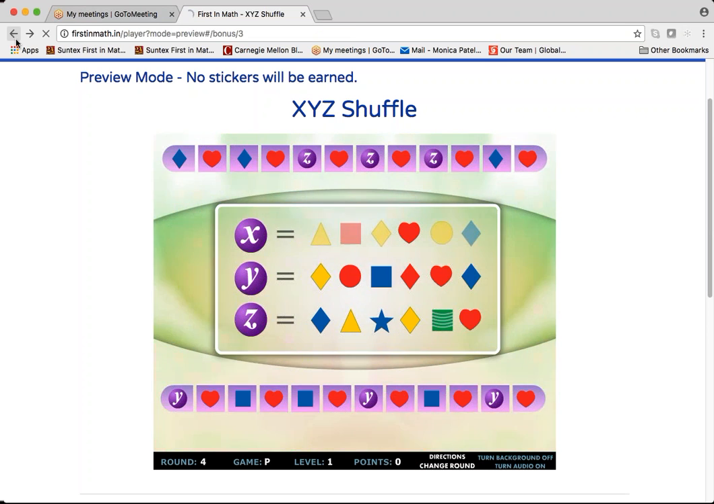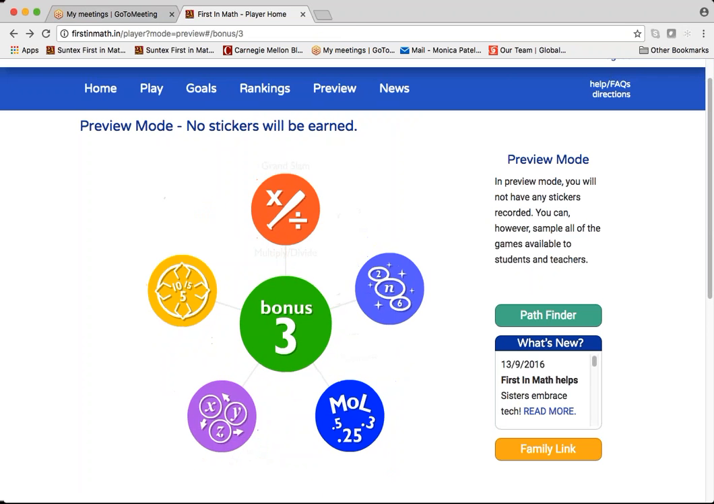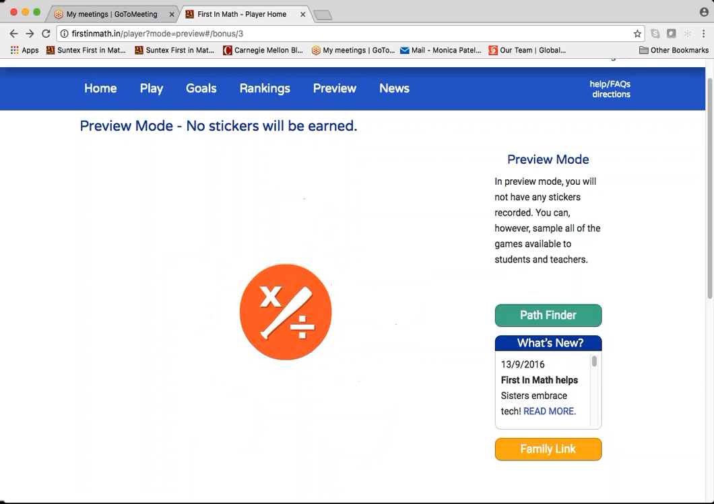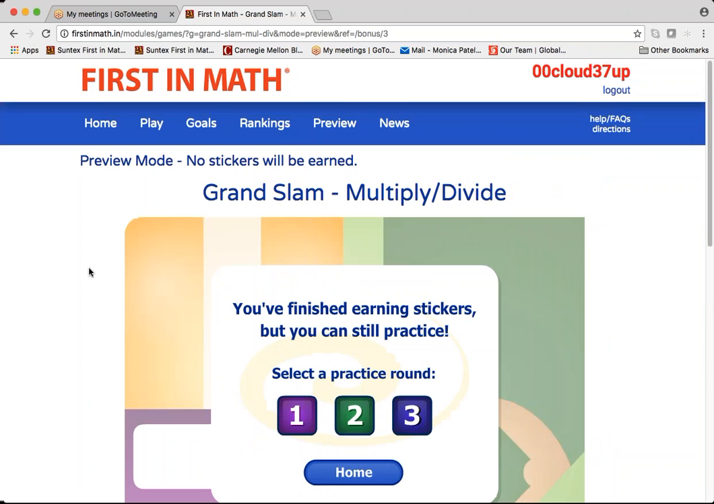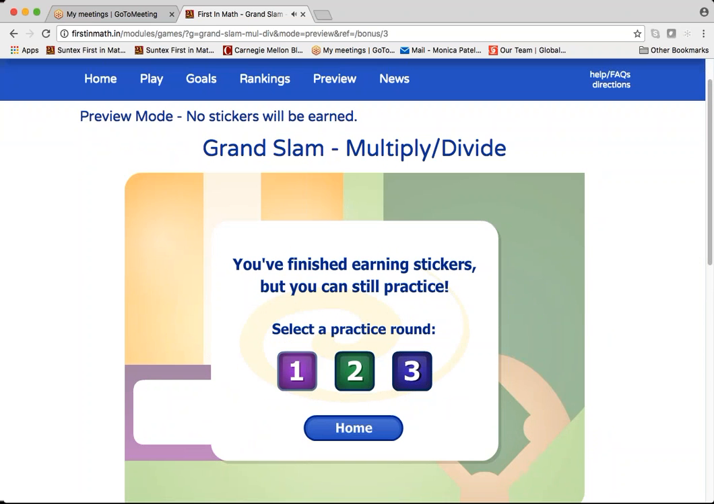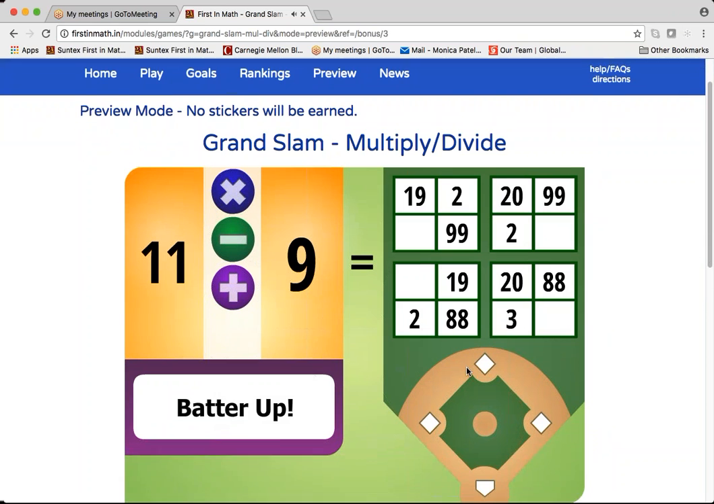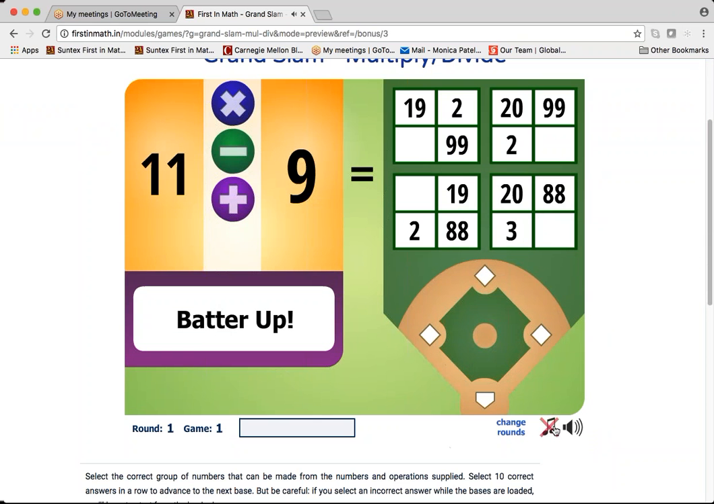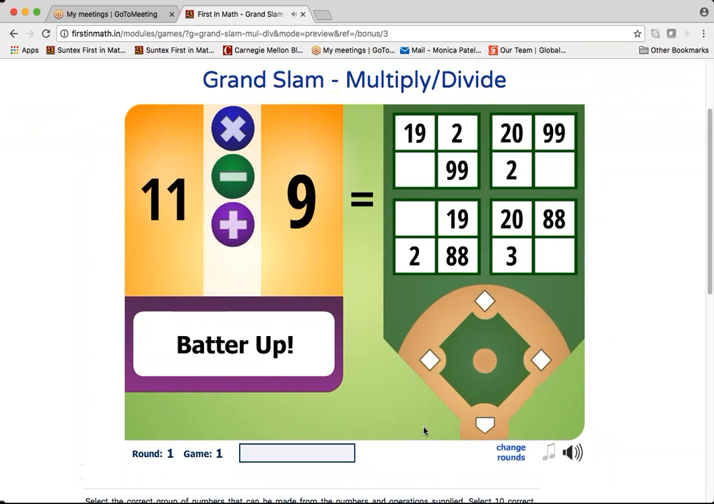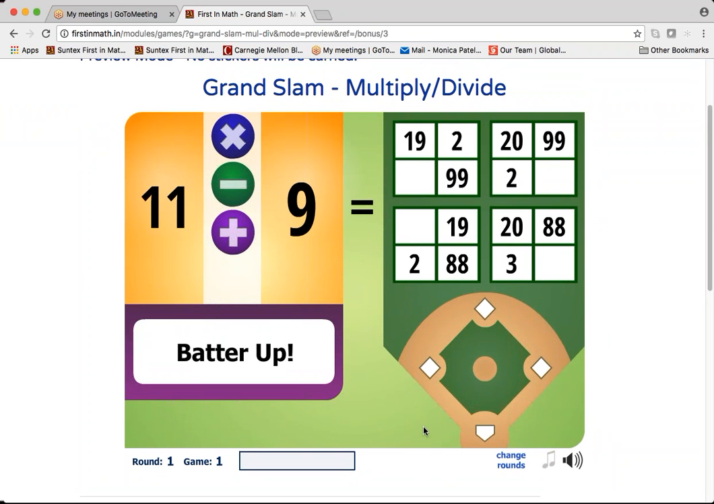Another way in which to use bonus games is, as I said, if a student is struggling with addition, subtraction, fractions, decimals, this is an area they can practice different kinds of games where they can visually see the problem without any timers.